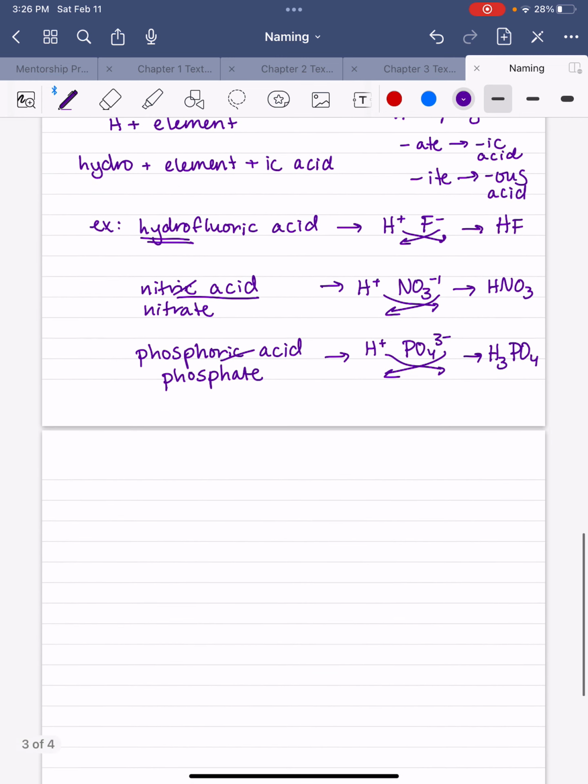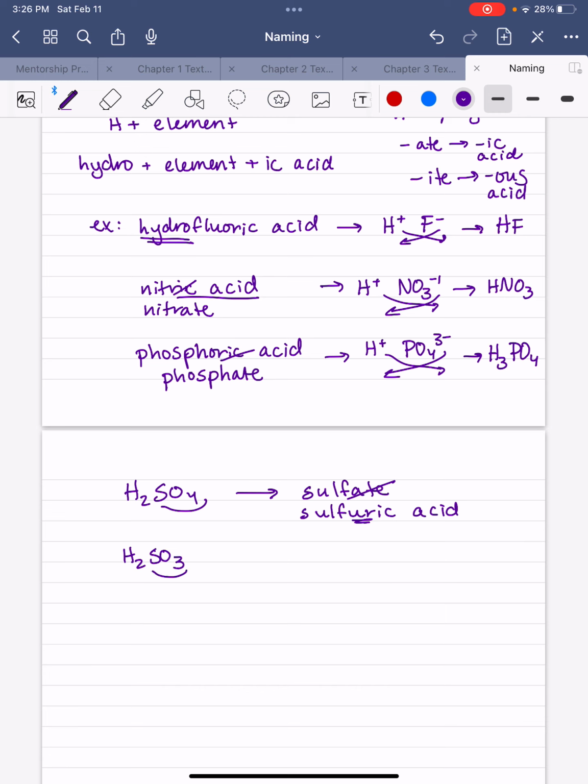Or let's say we want to go from a formula to a name. So let's say I have H2SO4. This right here is the sulfate ion, so it's sulfuric acid. That's the only one that's kind of a weirdo where we put the sulfur in there. So that's just something we try to remember. Let's do another one. What if we have H2SO3? Now this ion is sulfite, and it becomes sulfurous acid.